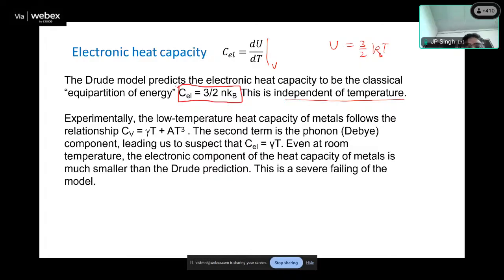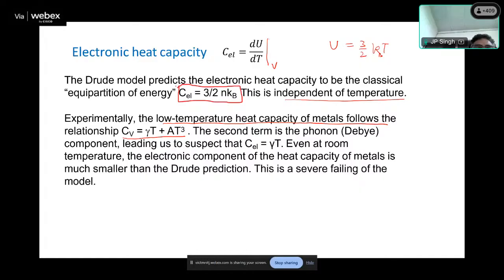When you do the experiment, especially at low temperature, the heat capacity of the metal follows this relation: heat capacity is gamma T plus A T cubed. The A T cubed term is more pronounced in the low temperature part, because of the phonon component, which we will not discuss. But this gamma T term means that the heat capacity is proportional to temperature, whereas the Drude model says that it is independent of temperature.